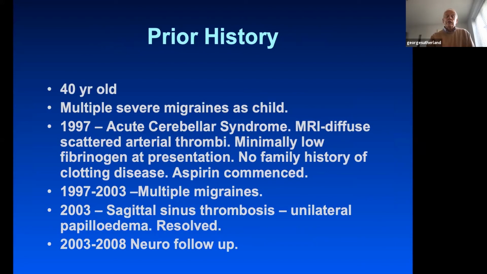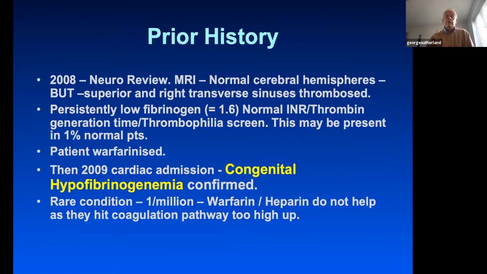When you go to the history, he had had multiple severe migraines as a child. In 1997, acute cerebellar syndrome, and again, 1997 to 2003, multiple migraines. 2003, a sagittal sinus thrombosis and unilateral papilledema. And 2003 to 2008, he was in neurology follow-up. Basically, he had multiple clotting problems.